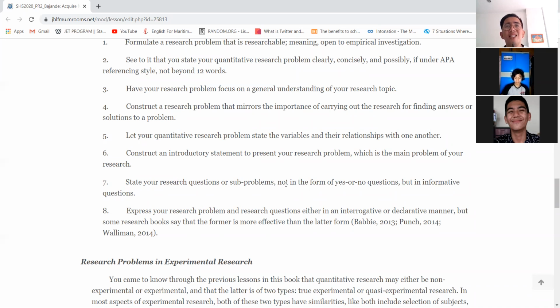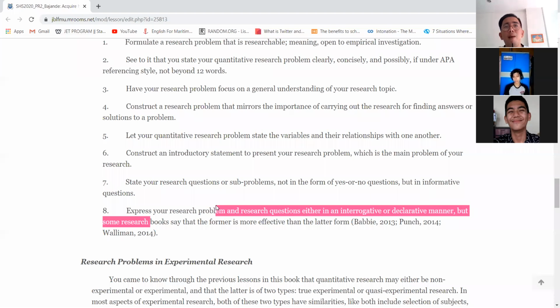State your research questions or sub-problems not in the form of a yes or no question, but in informative questions. Okay? So you will not say, are you in favor? Okay, are the students in favor of same-sex marriage? Those are not good research problems. Okay? So do not state that because that would only be answerable by yes or no. Okay? So you can say how many percentage of students are in favor of same-sex marriage. So in that manner, that's an informative question already, okay? Because it's not answerable by only yes or no. But hence, it can give you a lot of information. So that's why it's an informative question.